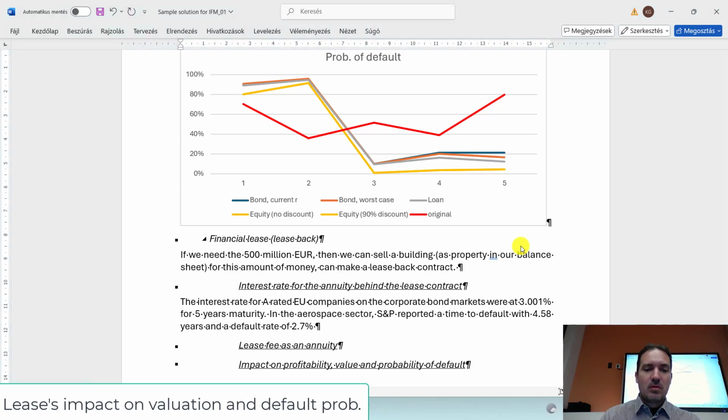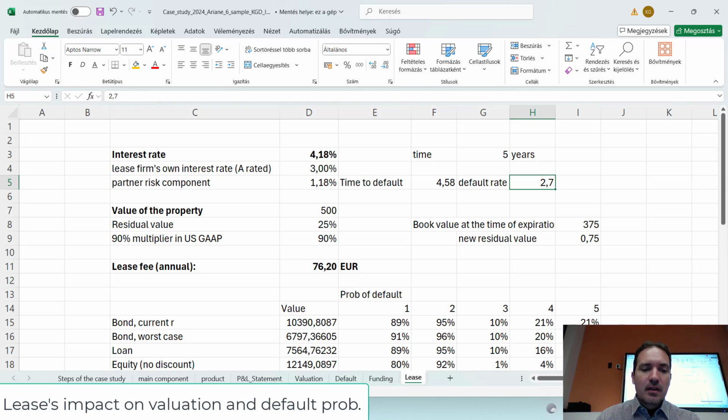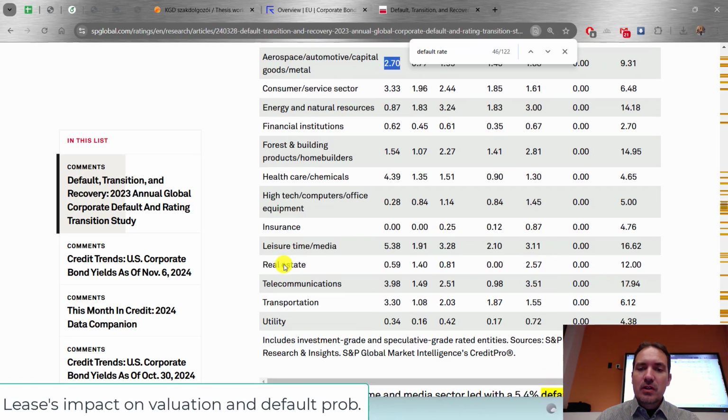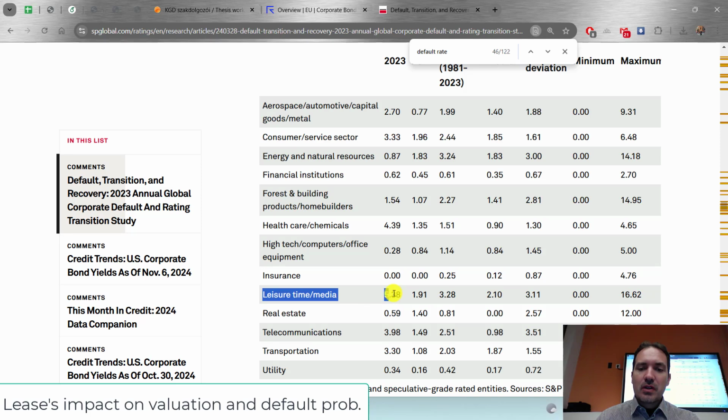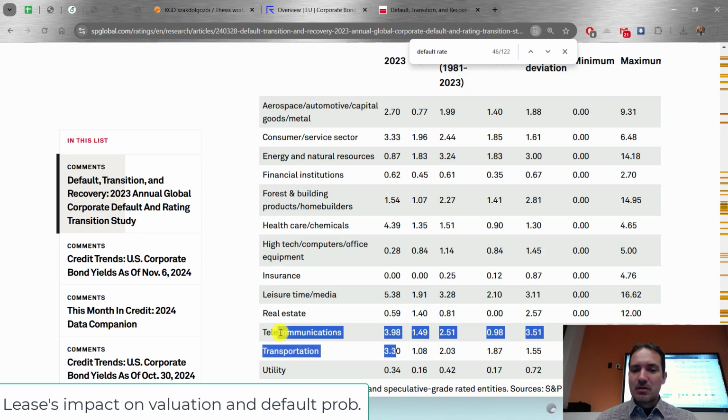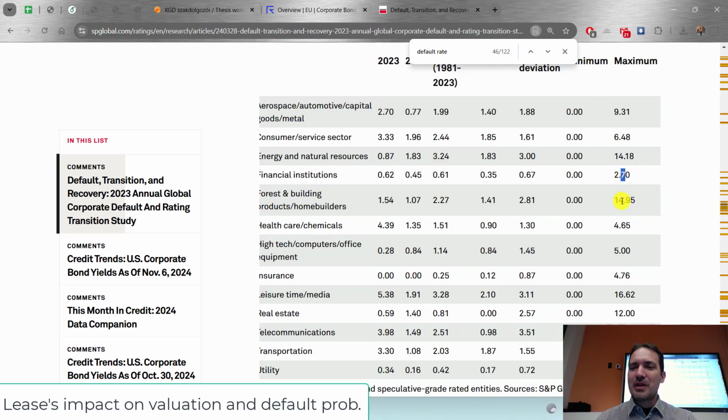So just for fun, let's see which industries: leisure, time, and media. Wow. Okay, that was not the best year for media. 5% of companies defaulted. Telecommunications, transportation. Okay, they are also not that great. Okay, what was this? Okay, there were worse years. So this is the historical maximum in 1 year. I don't know which year because it's not written there.